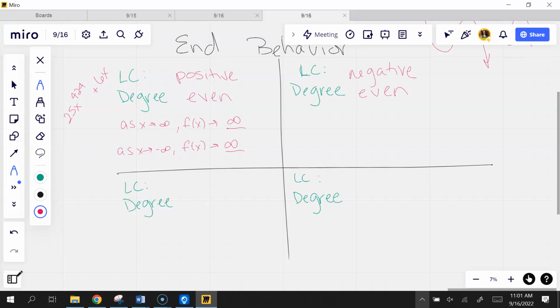Stay with me. All right, on the flip side of that, instead of going up, if they're even but negative, I'm flipping down, right? So now, instead of as x approaches infinity, f of x approaches what? Negative infinity. And as x approaches negative infinity, f of x approaches negative infinity. Both ends go down. It's even degreed. All even degreed ends go the same direction.